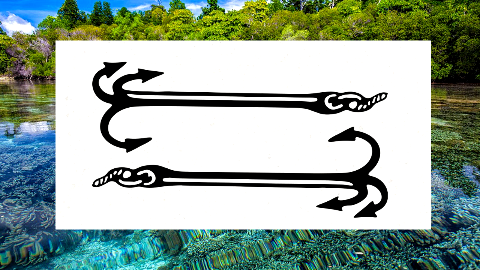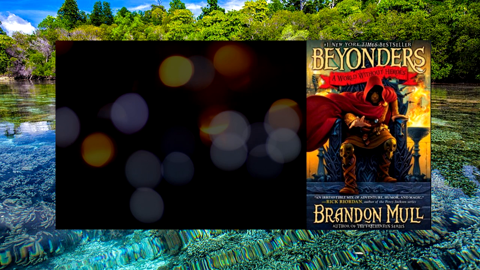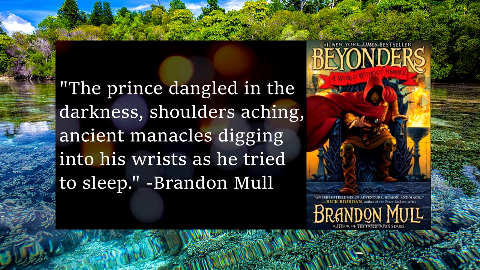To give a couple examples of what a hook can consist of, I'll quote a couple authors, starting with Brandon Mull and his novel, A World Without Heroes. "The prince dangled in the darkness, shoulders aching, ancient manacles digging into his wrists as he tried to sleep." Technically, this is his intro to his book's prologue, but it's the first thing you read of his novel, so I'm going to count it.